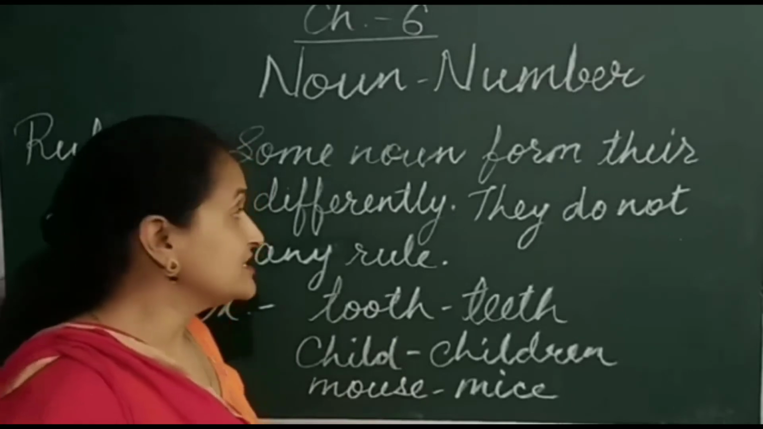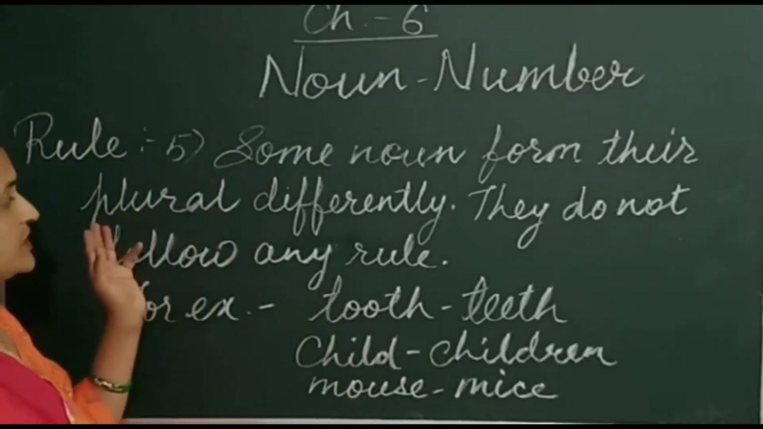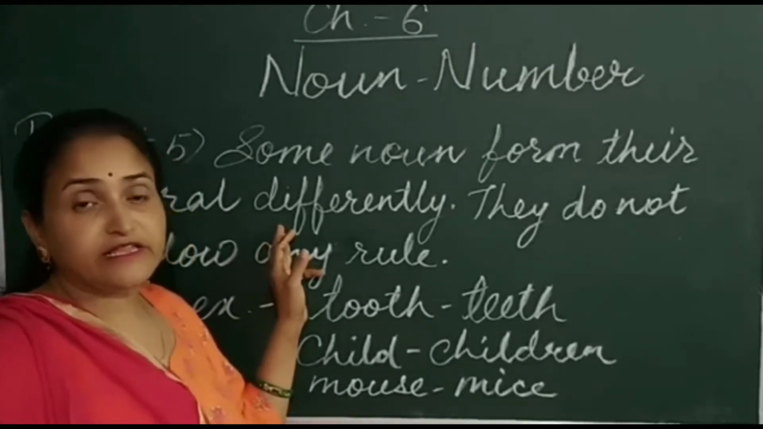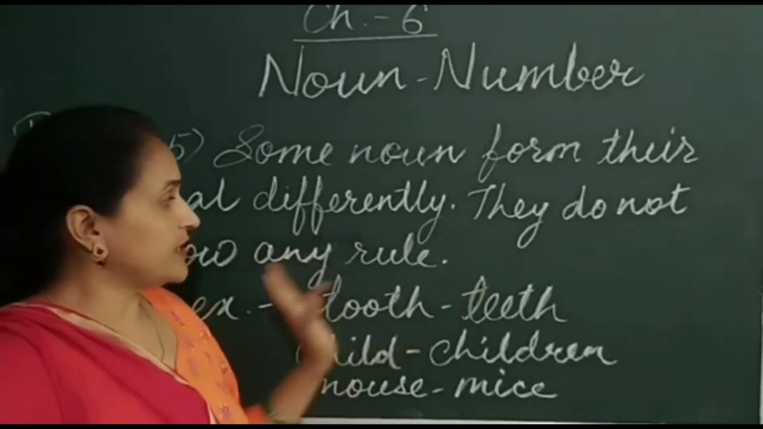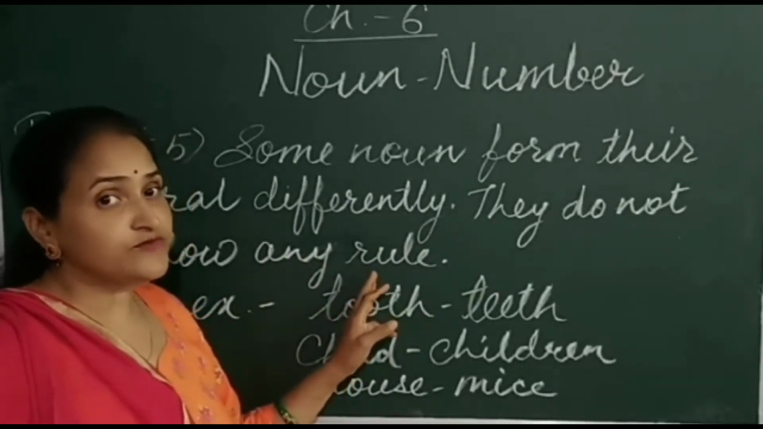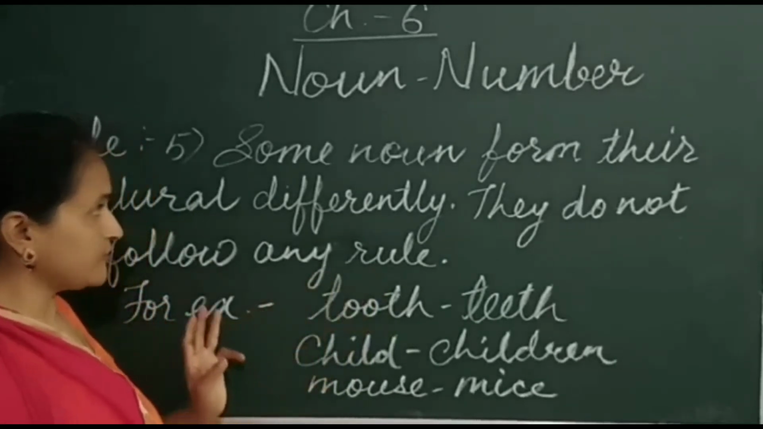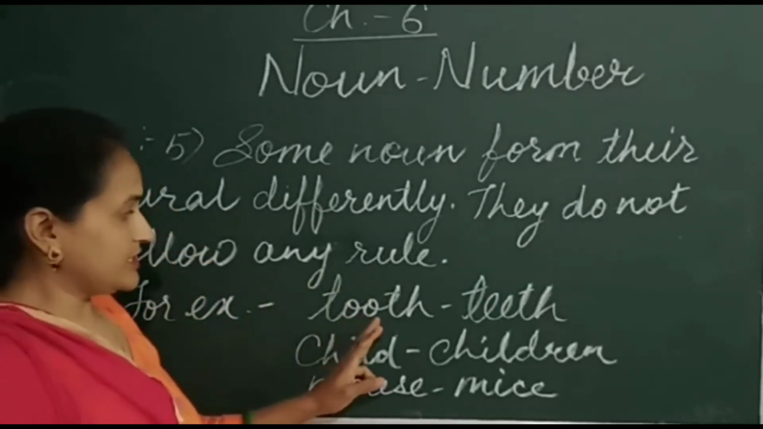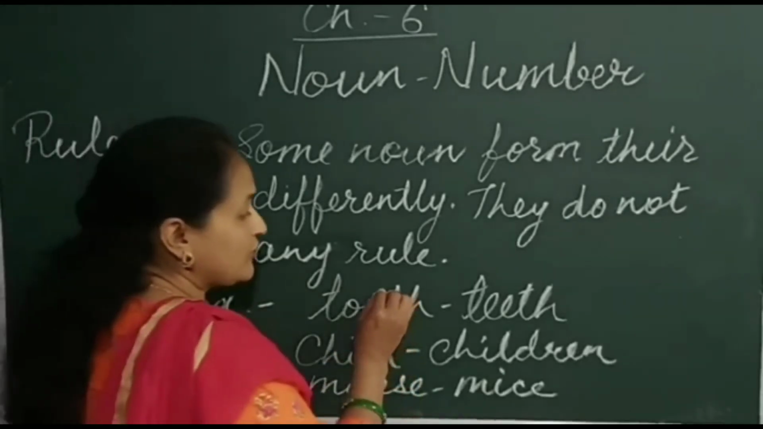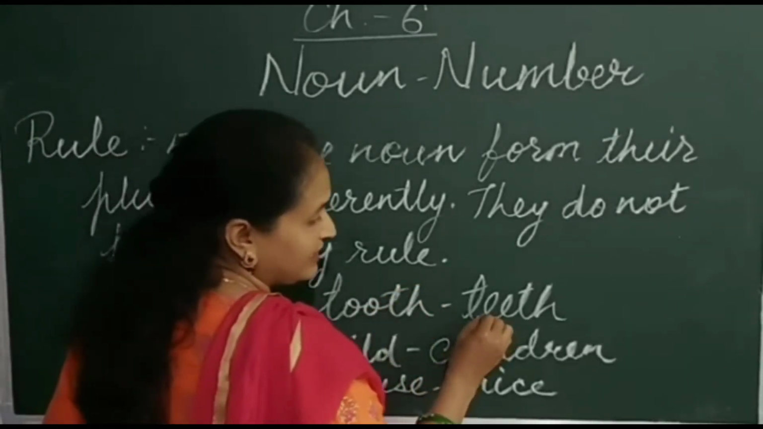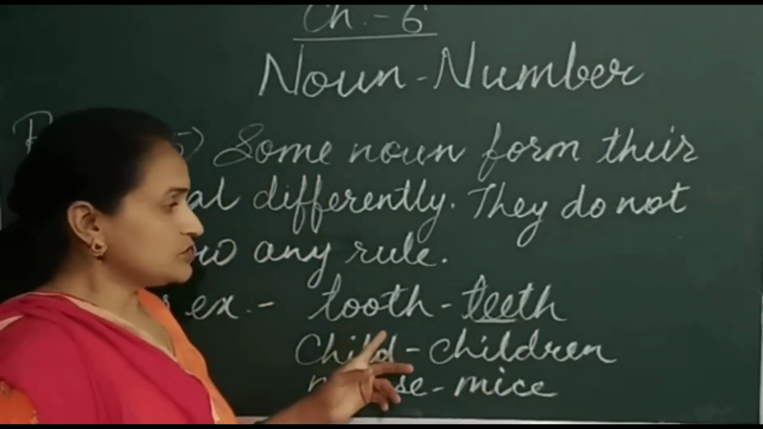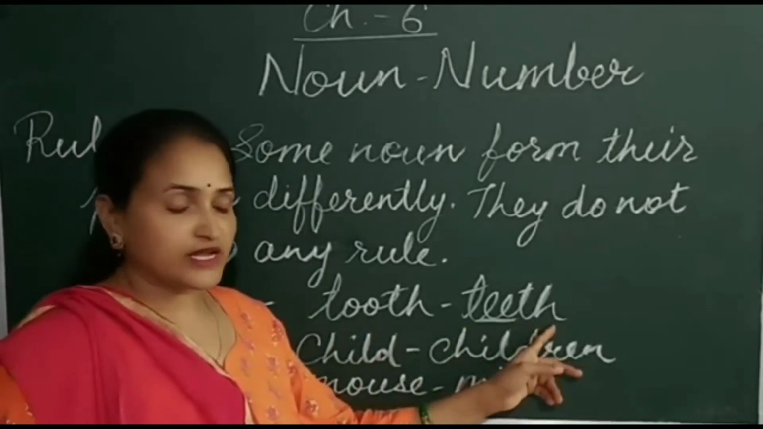Now children, some nouns form their plural differently. It means some of the nouns here do not follow any rule to make their plural. So we will have to learn the plural form of these nouns. See the example of this type of noun, that is tooth, tooth. The plural of this tooth is teeth. Here it is double e in place of double o. So this is a completely different word, that is teeth.